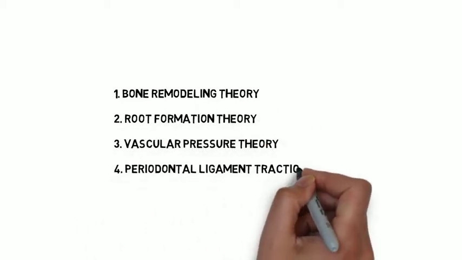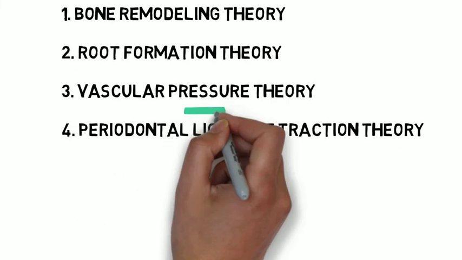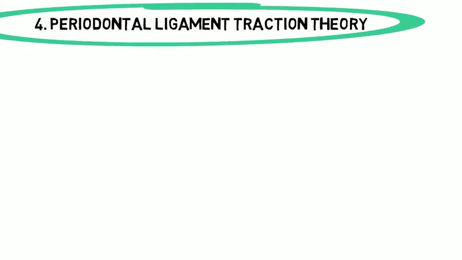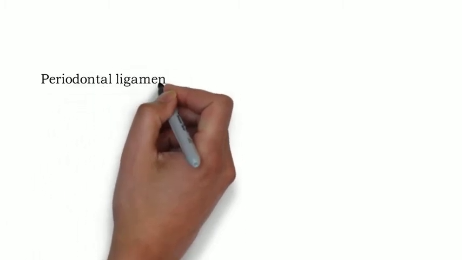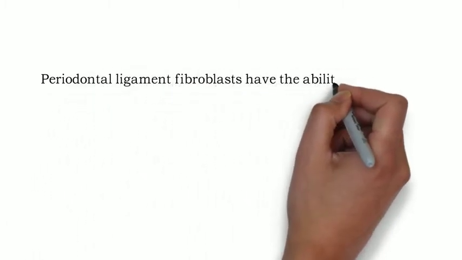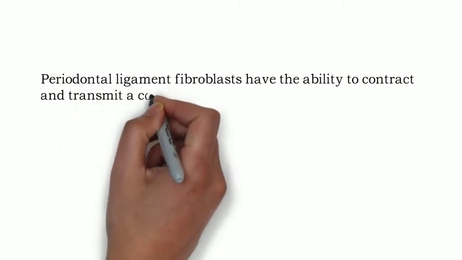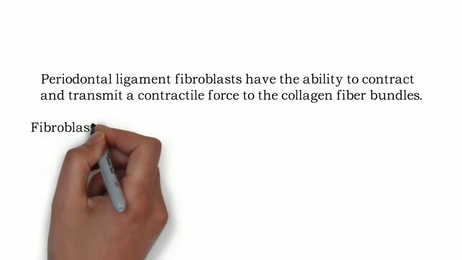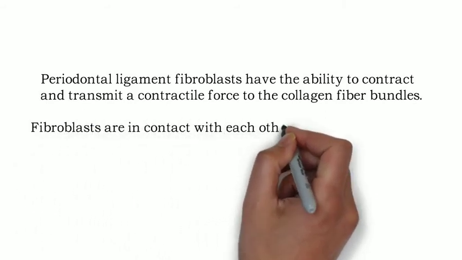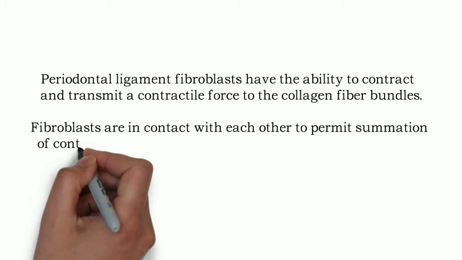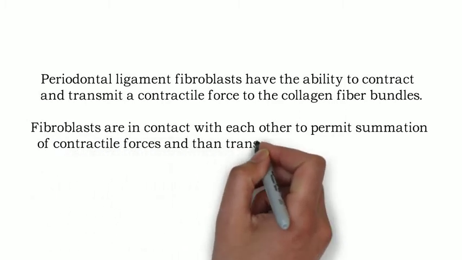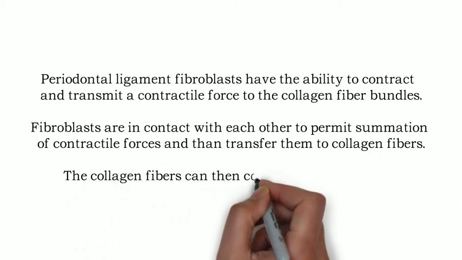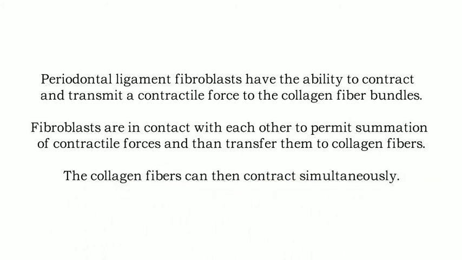Finally, coming to the last theory, the periodontal ligament traction theory, which is also the most accepted theory. Now, it is known that periodontal ligament fibroblasts have the ability to contract and transmit a contractile force to the collagen fiber bundles. Fibroblasts are in contact with each other to permit summation of contractile forces and then transfer them to collagen fibers. Collagen fibers can then contract simultaneously.